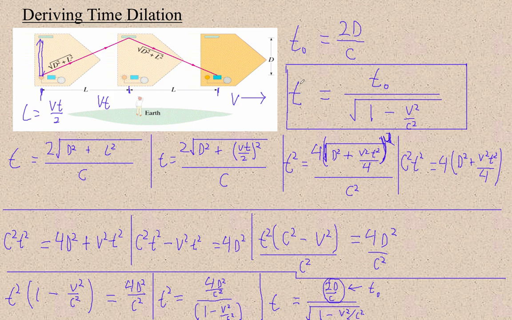So this is our dilated time. This is the proper time, so if the watch didn't move, this is how long it would take to tick. And then that's the speed you're traveling, and that's the speed of light squared. That's our derivation.